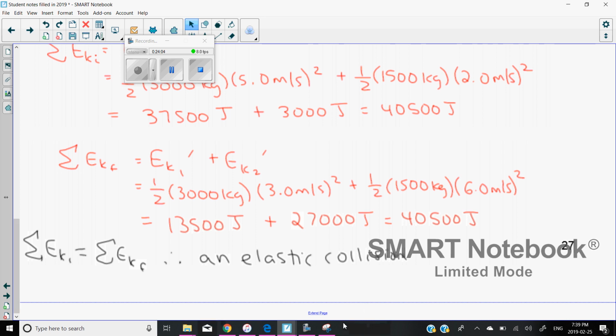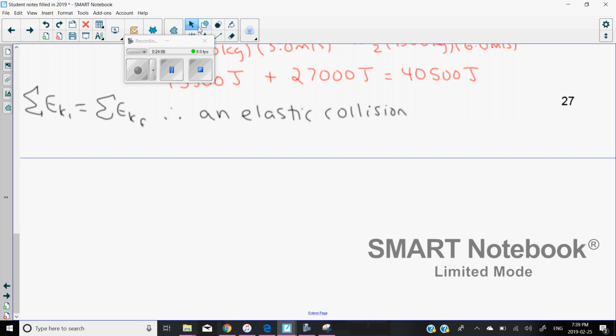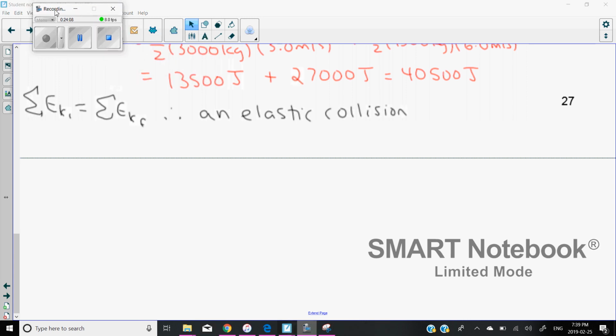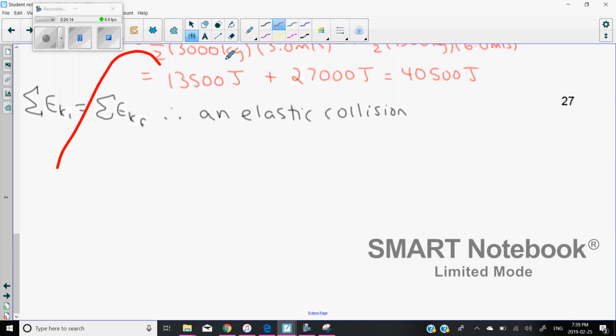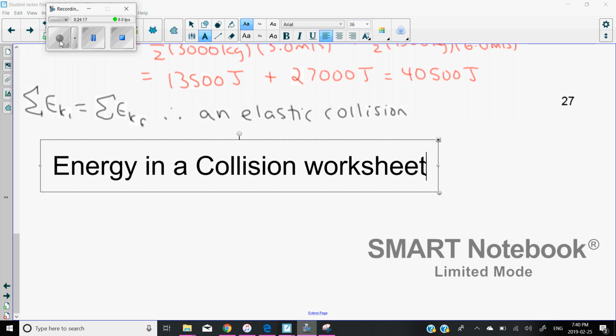So it's now your turn to practice. Go to your assignment booklet, the one that I passed out that has all the questions in it. You can complete the energy in a collision worksheet that's located in the back of the worksheet package that I handed out. Make sure that you do those first before trying the questions in your formative assignment.